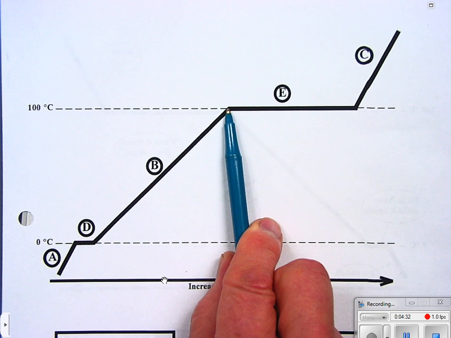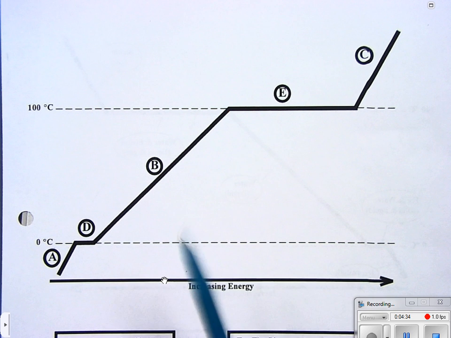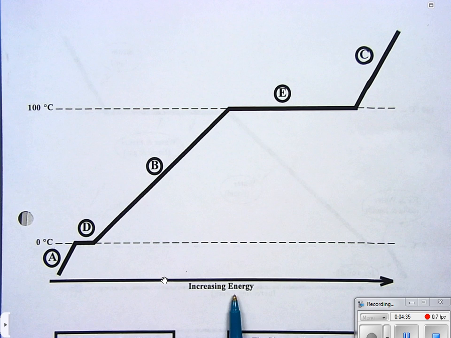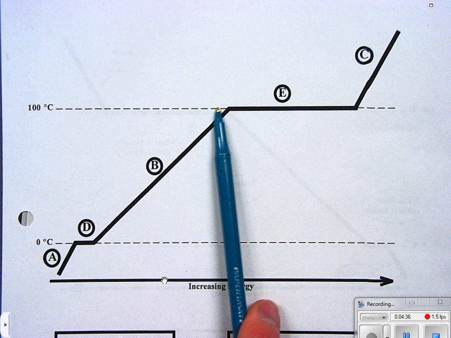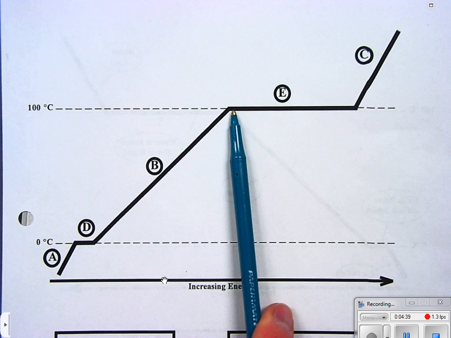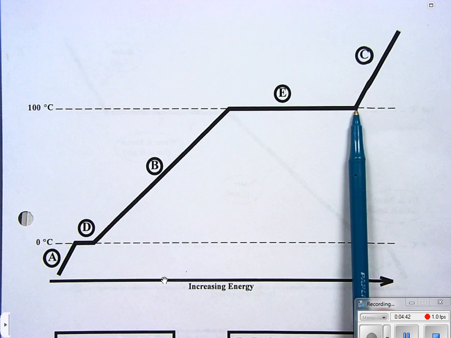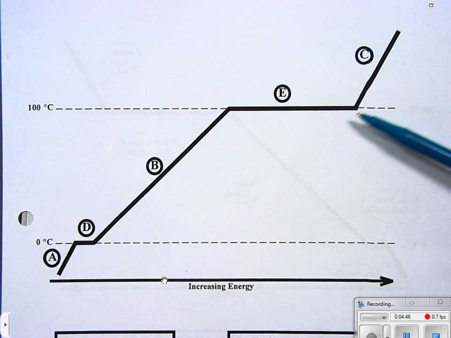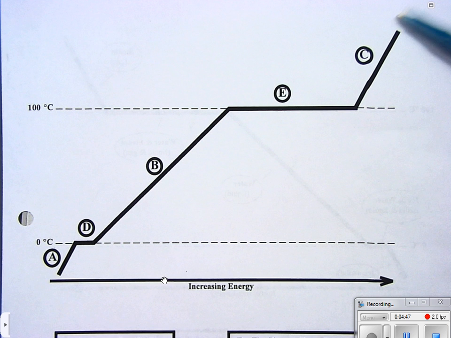And then as we put in more energy, it stays on what I call the flatland on letter E until all of that has changed into the gas phase. Once it's all changed into the gas phase, we can have an increase in temperature again. But as long as we have liquid water, that liquid water can't go above 100 degrees centigrade without pressure.